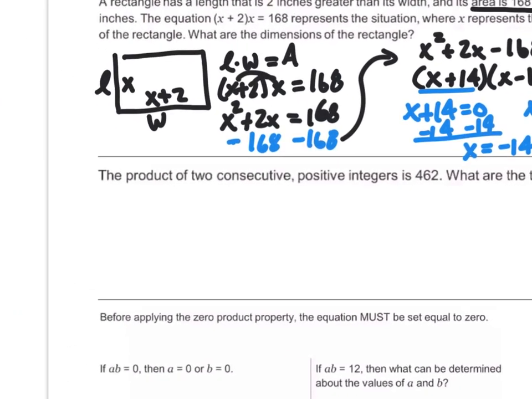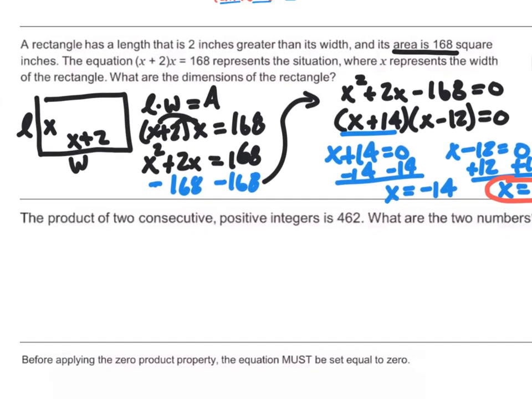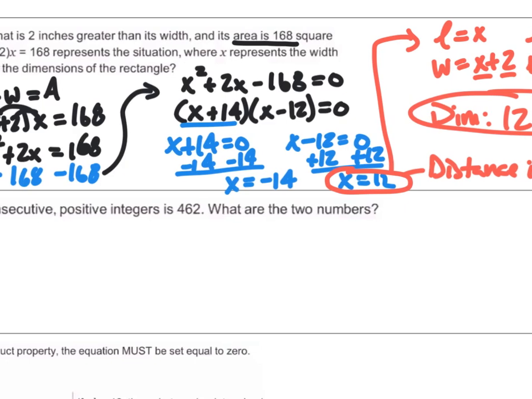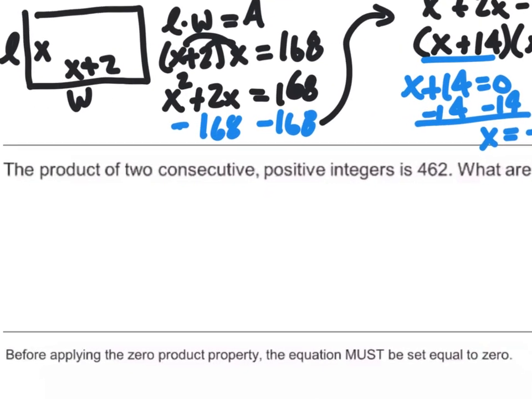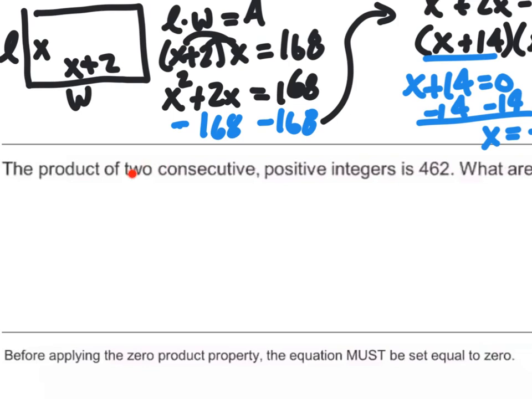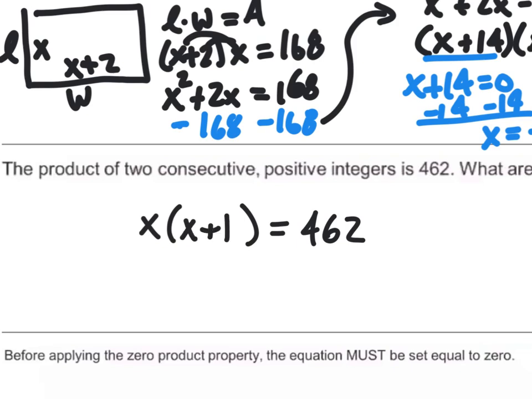All right, on the next one, it says the product of two consecutive positive integers is 462. What are the two numbers? So if I let my first positive integer be x, and I multiply that by the next number, that's going to give me 462. If I have a consecutive number, to get from x to the next number I would just add 1. So you'd have this problem here: x times x plus 1 is equal to 462. And we've got to figure out what those numbers are.